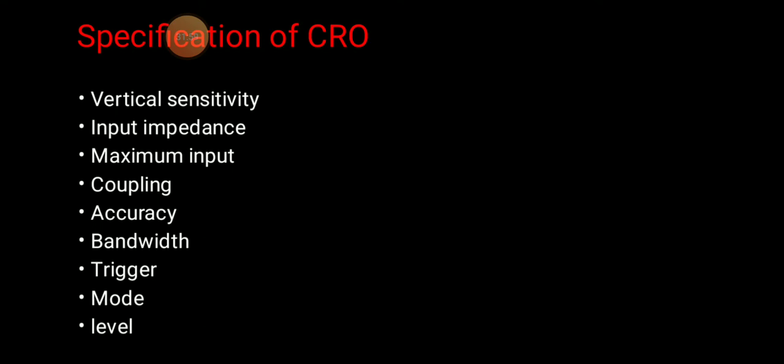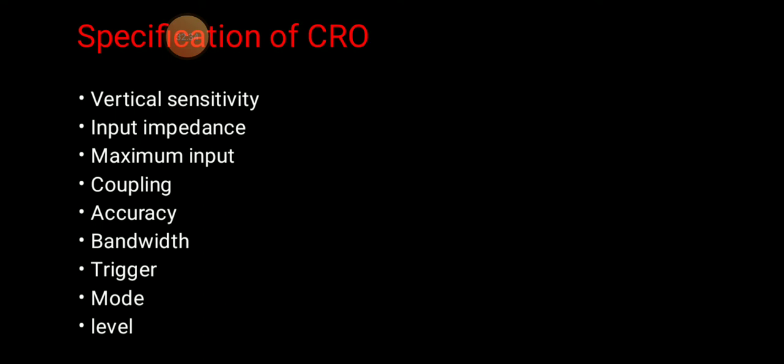Vertical sensitivity. A typical CRO has a vertical sensitivity like 5 millivolt to 20 millivolt, or a continuously variable control in between the steps provided. Input impedance. The typical value of this parameter is 1 mega ohm shunted by a 25 picofarad capacitor. Maximum input is 400 volt DC or 400 peak AC. Coupling: AC, ground and DC. Accuracy: plus or minus 3%.